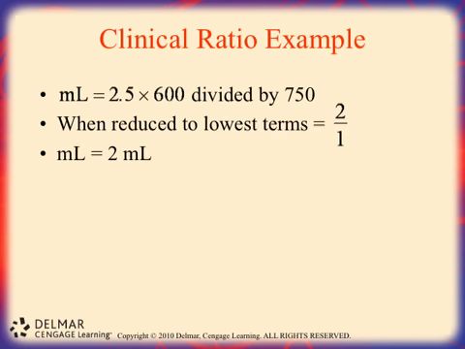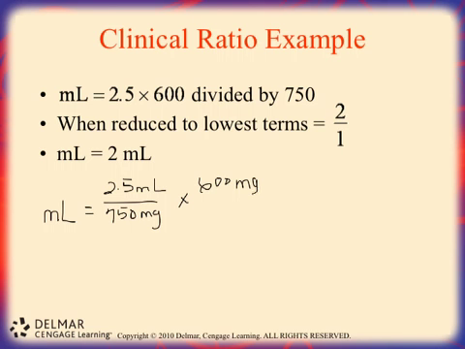So let's write this out again. Milliliters equals 2.5 milliliters over 750 milligrams times 600 milligrams over 1 equals, we canceled out our milligrams.